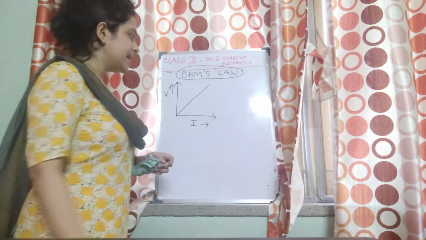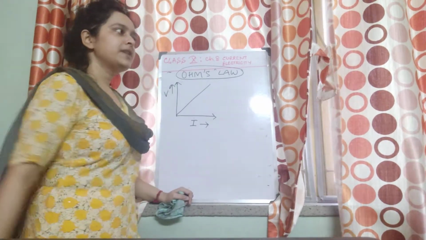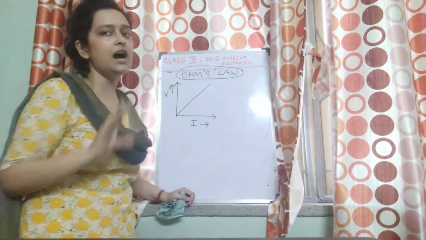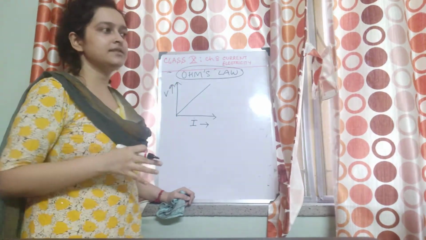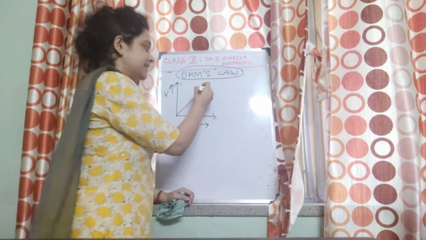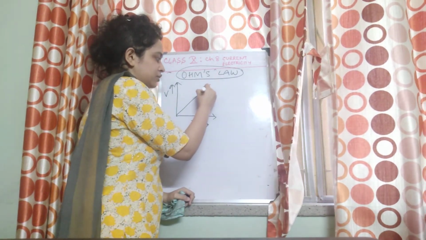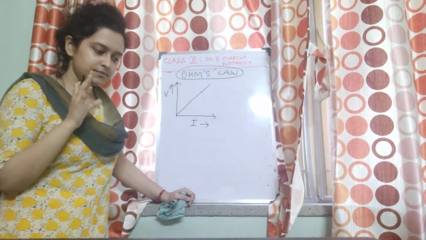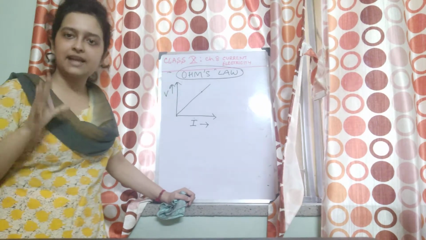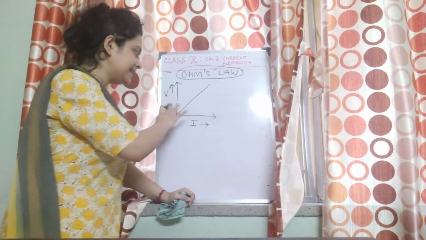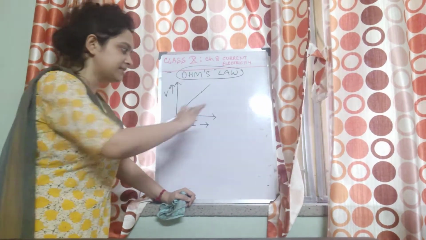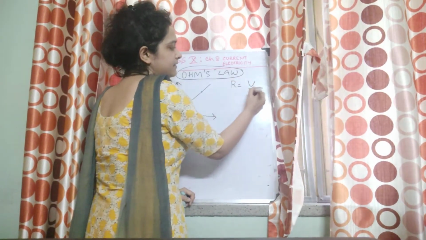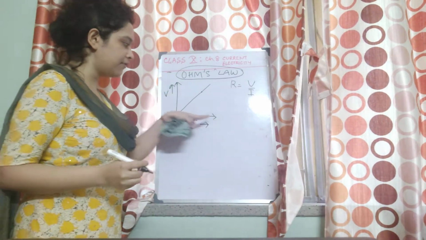Okay? How then, tell me, how will I get the resistance from this graph? If you can answer this on your own, then see, can I get resistance from the slope of the straight line of this graph? Why? R is equal to V by I. So what is the slope of the graph?